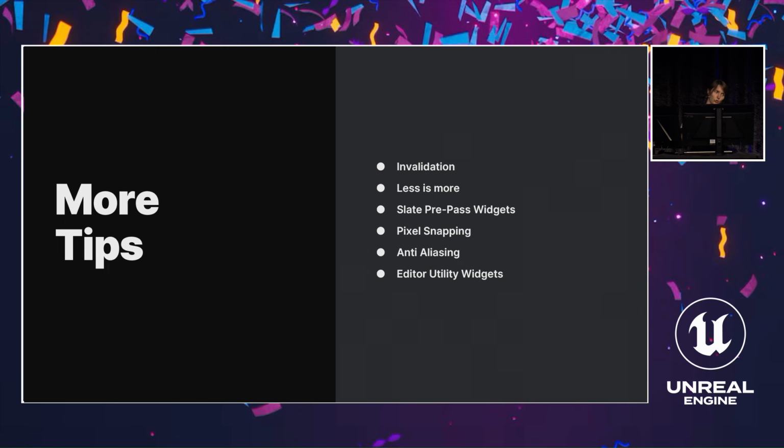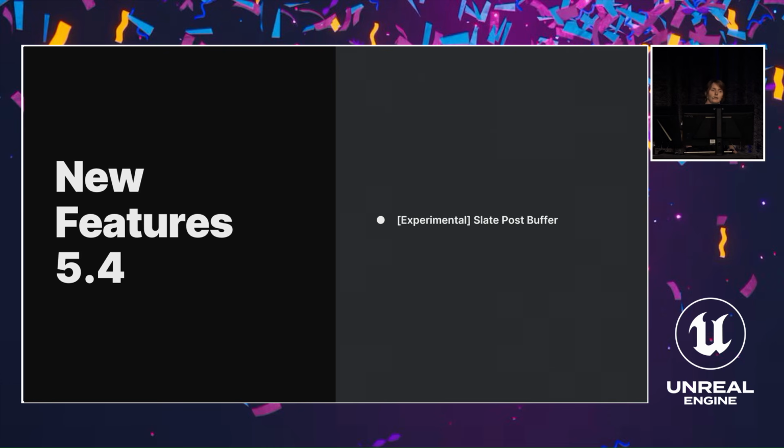We're also going to go into more performance tips. So we're talking about invalidation, less is more, Slate prepass widgets, pixel snapping, anti-aliasing, and editor utility widgets. And of course, the brand new feature in 5.4, the experimental Slate post buffer, we will cover that as well.